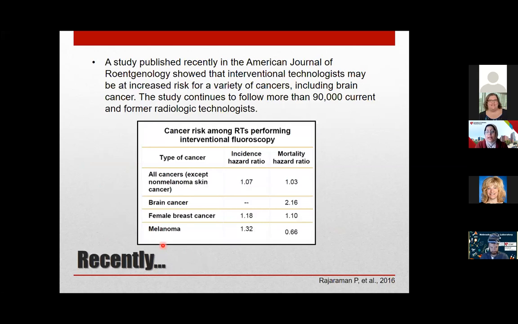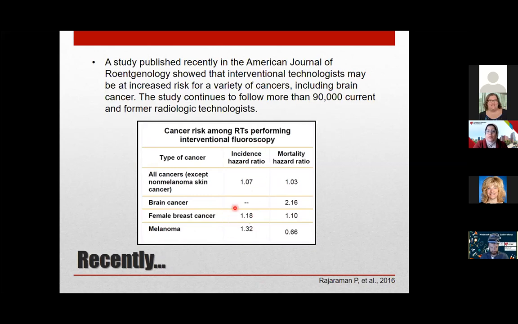Our organization, ASRT, the American Society of Radiologic Technologists, has teamed with the University of Minnesota and the National Cancer Institute, and they followed more than 90,000 current and former radiologic technologists. They were looking at the long-term effect of radiation exposure. This is one of their published studies, where they see a twofold increase in the brain cancer mortality in the radiation workers who worked with interventional fluoroscopy versus none.